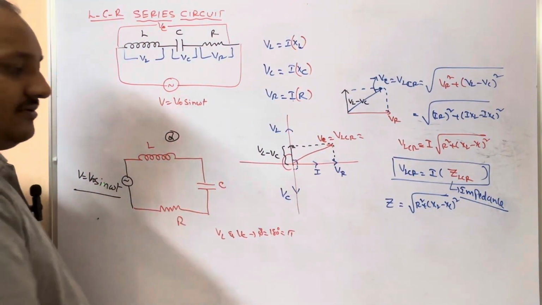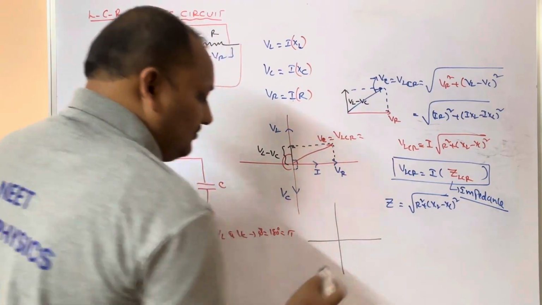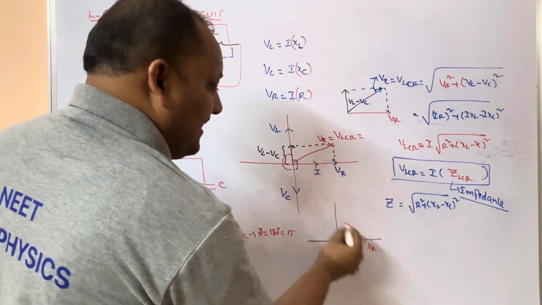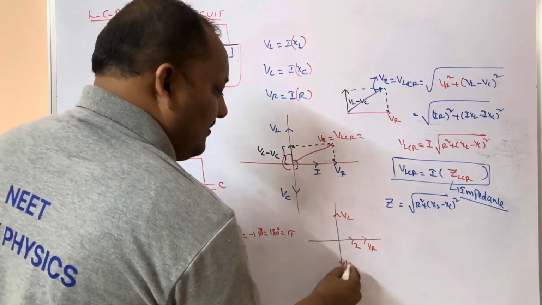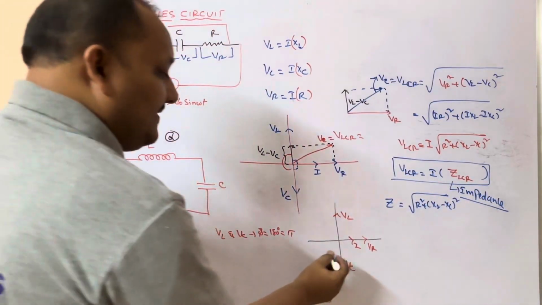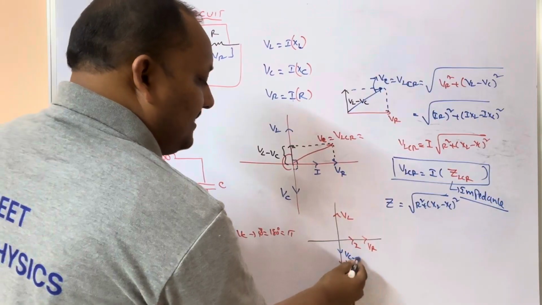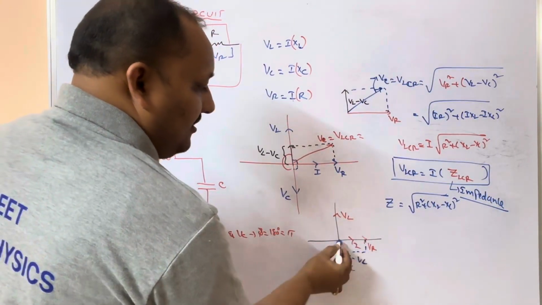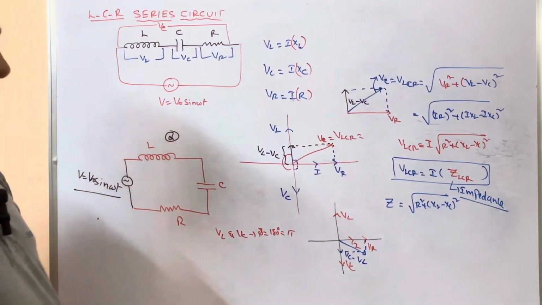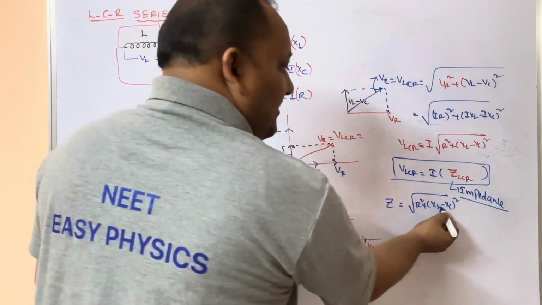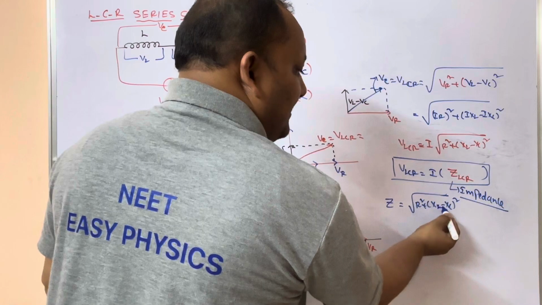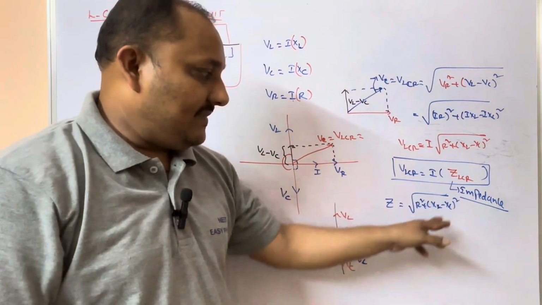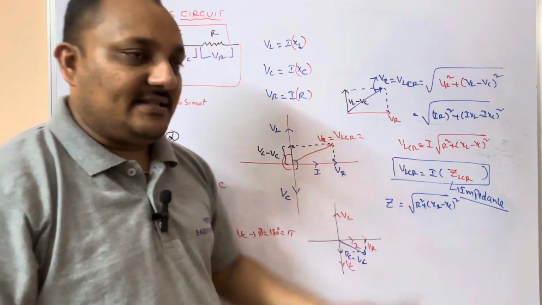Now, same circuit, if you have drawn, this is VR, this is I, VL, VC. VC minus VL, if you have drawn, let us assume VC minus VL. Then what will you get as the effective voltage? You will get it like this, but here in place of XL minus XC, you will get XC minus XL. But both are going to be the same. Why? Because square is there for XL minus XC.